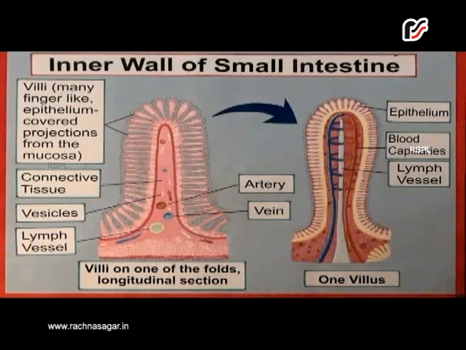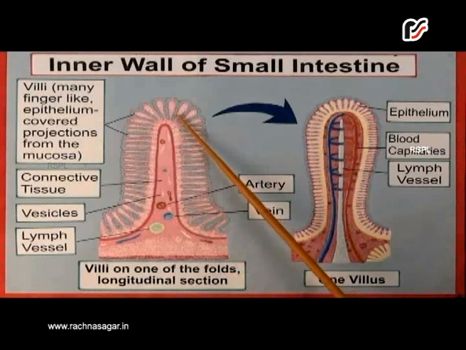This we can say that if we stretch it, the surface area will increase enormously. Inside, the connective tissue is present, which is supplied by lymphatic vessels. It has arteries and veins to supply blood as well as to carry it away.